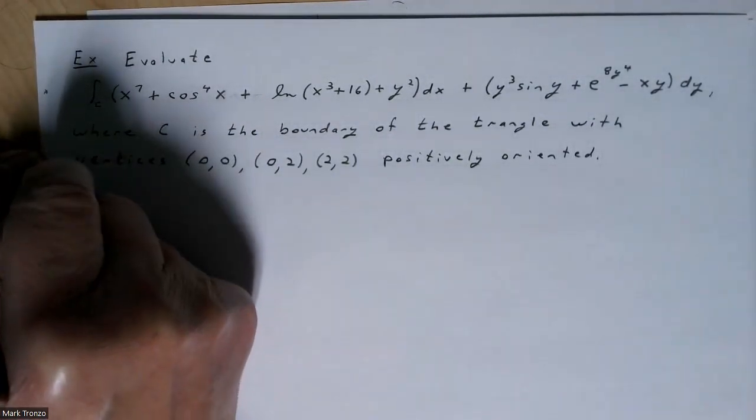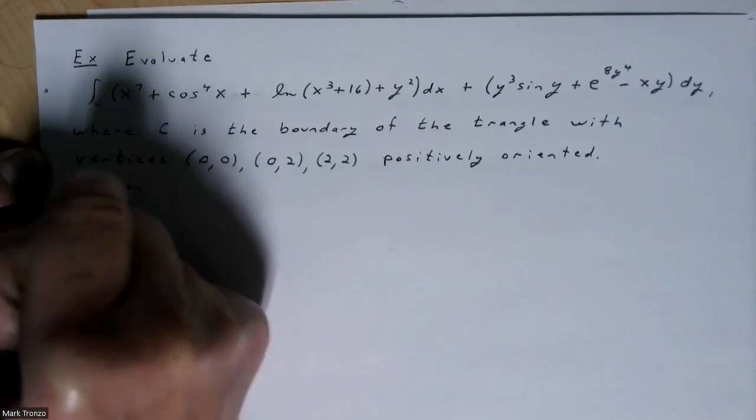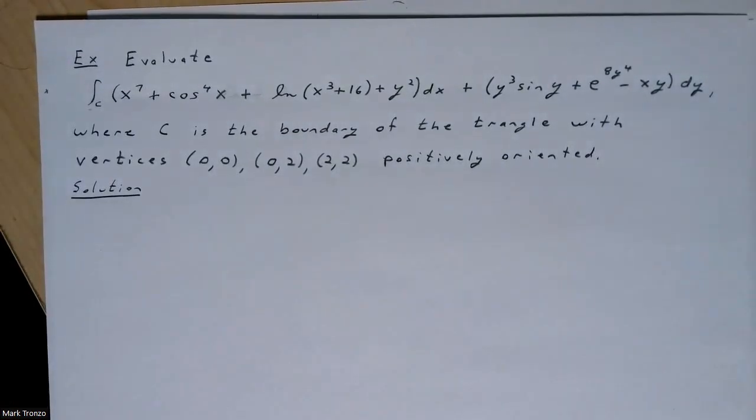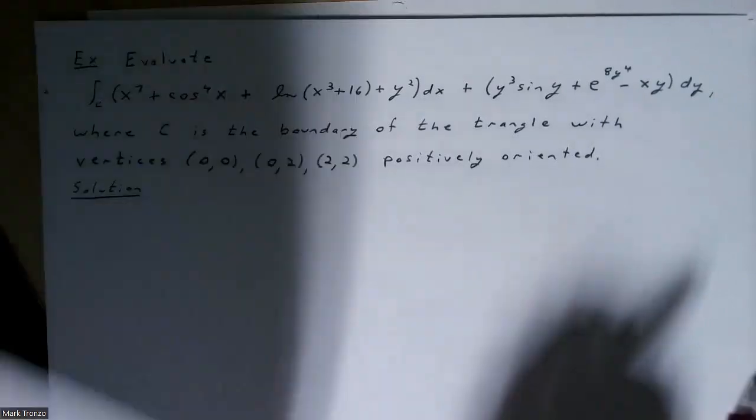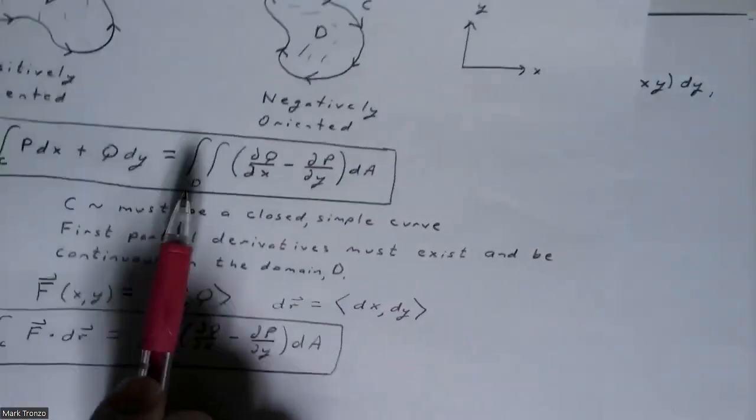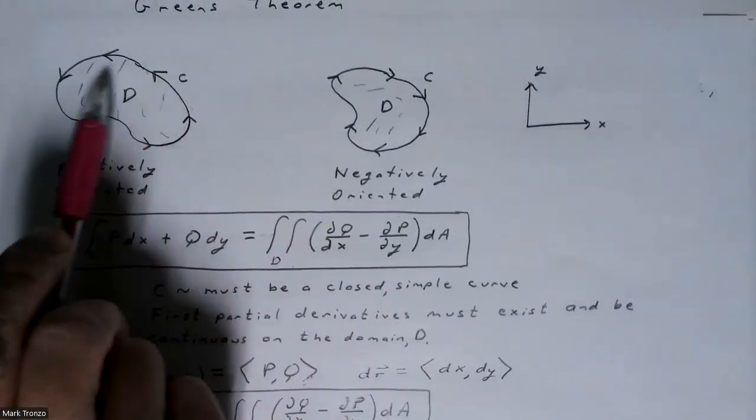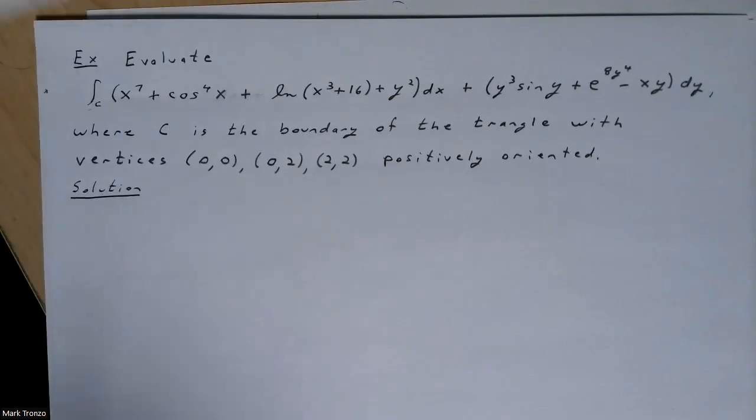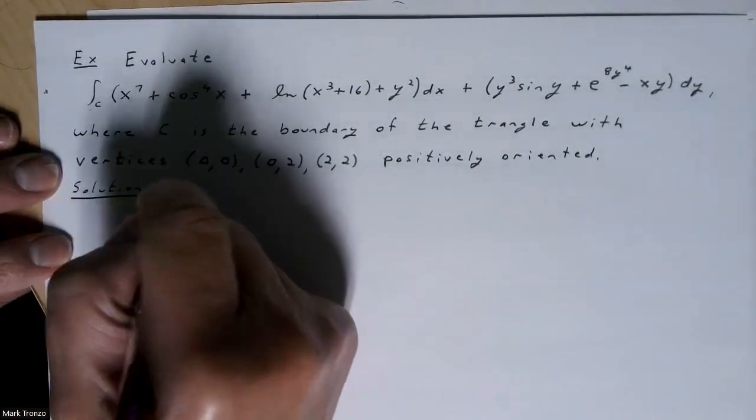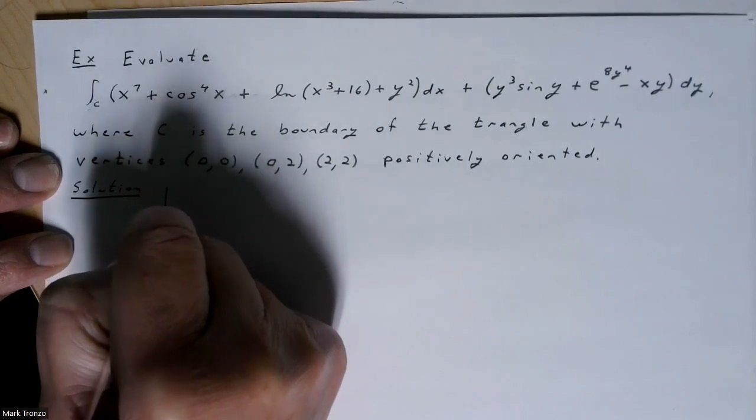And so let's take a look at that. So remember, for Green's theorem, this line integral is going to be equivalent to the double integral over the domain inside of our curve. So maybe we can take a look at what curve we have.